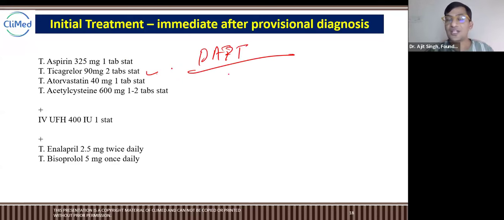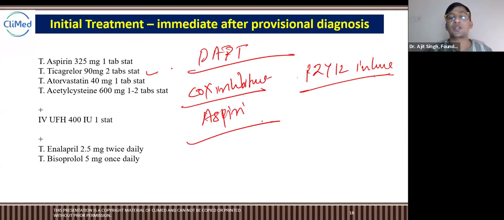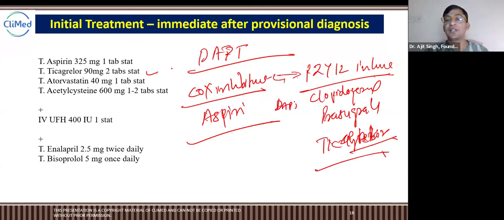In the DAPT, there are two things. One is a COX inhibitor. Another is P2Y12 inhibitors. So the COX inhibitor is only one, aspirin. For P2Y12 inhibitors, there are first generation, second generation. First generation is clopidogrel. Second generation is prasugrel. And the third generation is now ticagrelor. So these are the new generation drugs, the P2Y12 inhibitors, and these two combine and make DAPT, dual antiplatelet therapy.